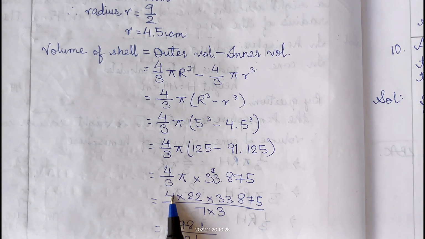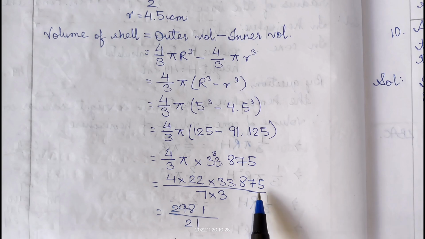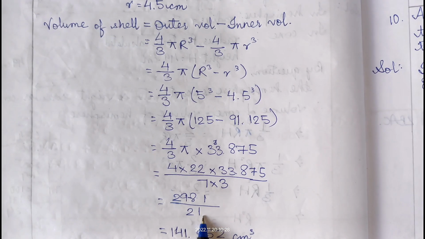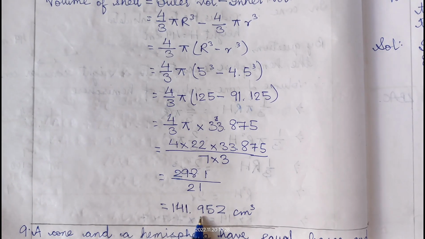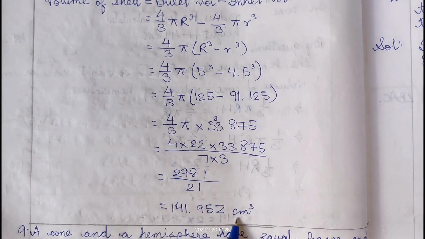So it will be 4 by 3 pi, which is 22 by 7, into 33.875. If you multiply the numerator, it will be 2981, and if you multiply the denominator, it will be 21. On division, it will be 141.952 centimeter cube, which is the required volume of the shell.